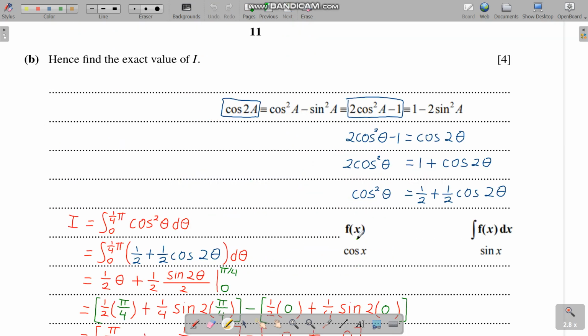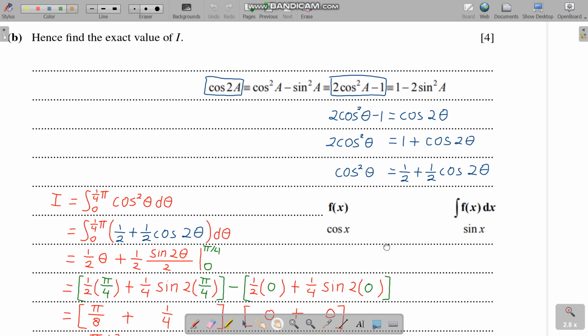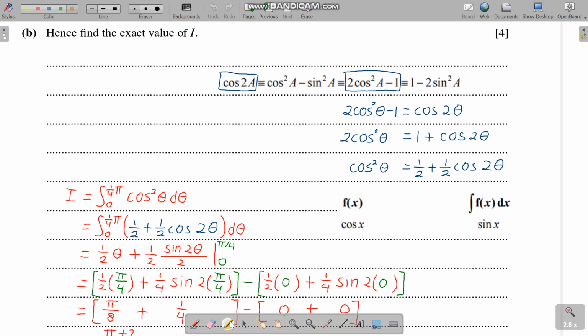Okay, the next step is to find the value of I. Previously we know that I is this after the substitution. Now we cannot integrate cos squared directly. We have to use the cos double angle formula in the MF19. For cos squared, we use this form: 2 cos squared theta minus 1 equals cos 2 theta. So add 1 to both sides, divide by 2. We're going to need to substitute the cos squared with this, so that's what we do here.